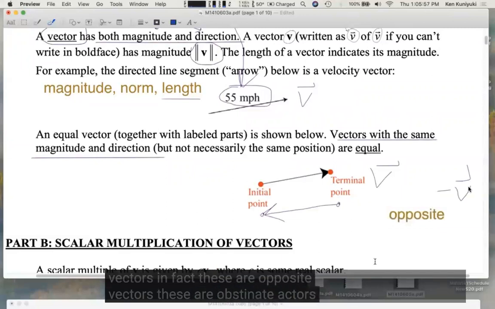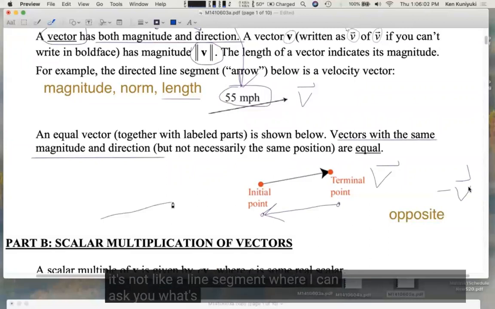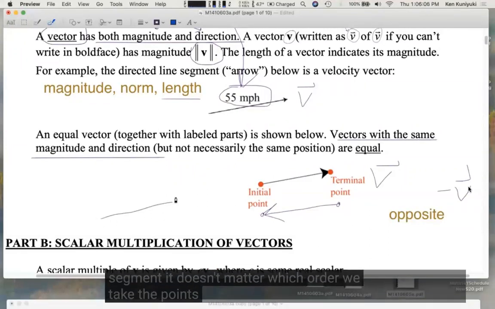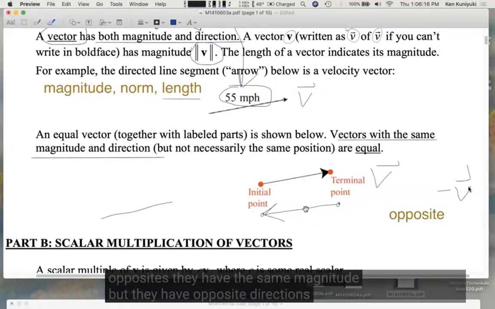So it's not like a line segment where I can ask you, what's the slope of this line segment? It doesn't matter which order we take the points in if we're doing slopes. But here, it matters what direction the vector is going in. These two vectors are opposites. They have the same magnitude, but they have opposite directions.